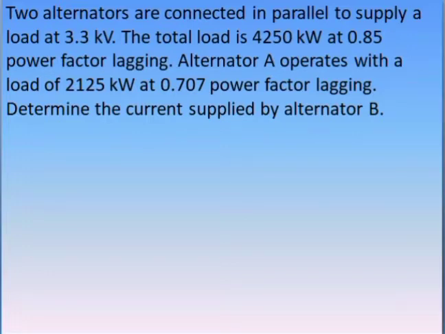The total load is 4,250 kilowatts at 0.85 power factor lagging. Alternator A operates with a load of 2,125 kilowatts at 0.707 power factor lagging. Determine the current supplied by generator B. Ang hinahanap po natin ay ang current galing sa generator or alternator B.